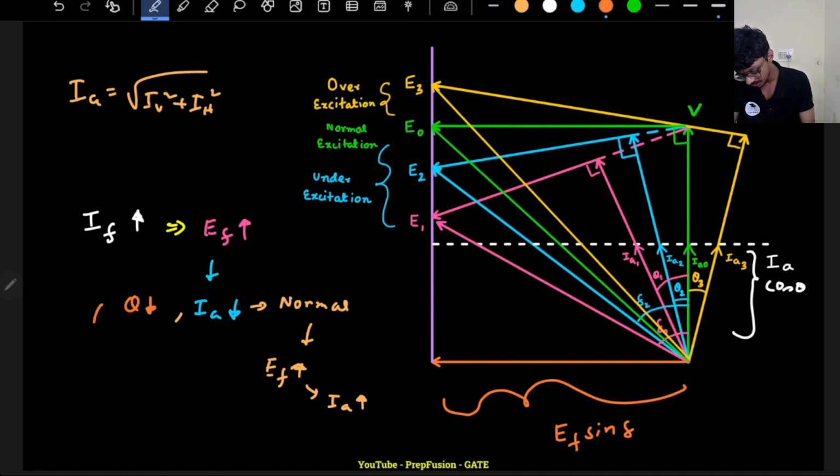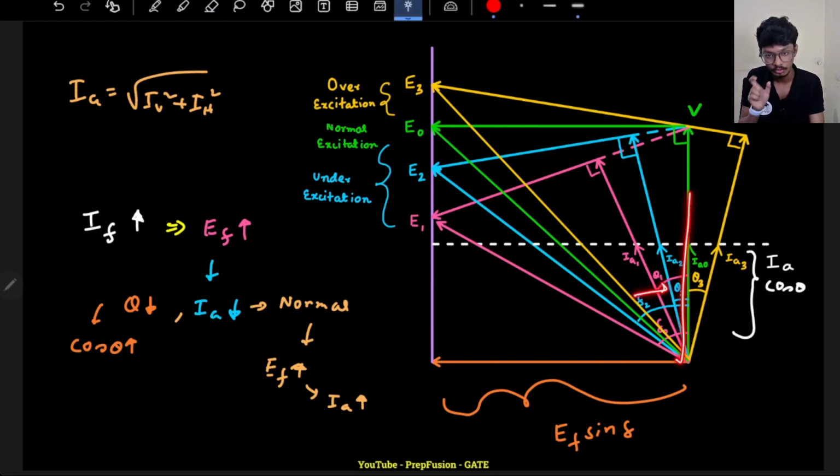If theta is reducing, cos theta will increase, and that is expected, because I'm reaching more towards unity power factor. That is the aim, basically. I'm reaching more towards unity power factor, because as I'm increasing my excitation, initially it was leading.